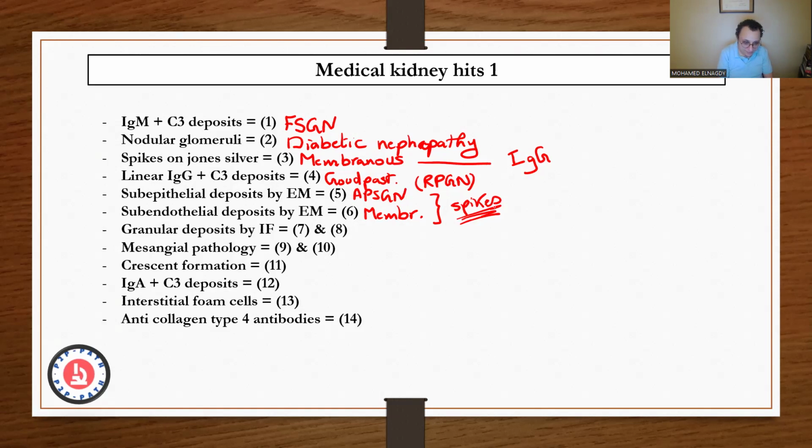Okay, we have the granular deposits for the membranous and else, so I need two. And the acute post-streptococcal glomerulonephritis. Makes sense. Yeah, acute post-streptococcal has a granular pattern because both of them have immune complex deposits. We mentioned subepithelial, subendothelial, so both of them will have granular appearance on immunofluorescence.